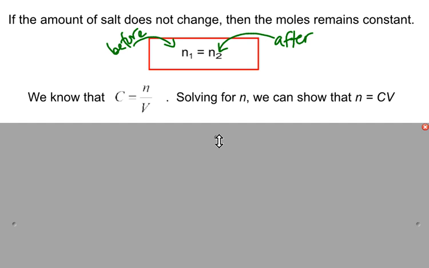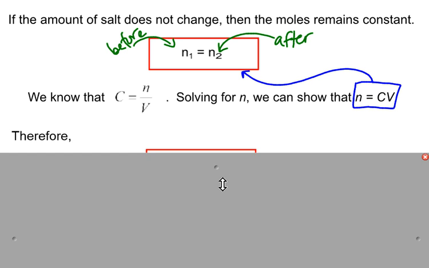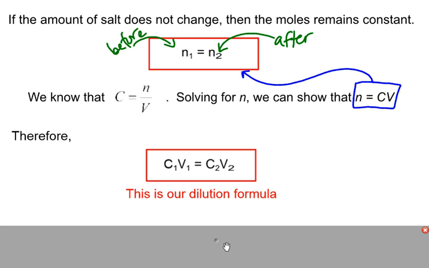So what we're going to do now is look at our formula for concentration. We know that concentration, C equals n over V, is our formula. If we solve for n and rearrange it, we can show that n is actually C times V. So we're going to take this and plug it in up here 2 different times and get what we call a dilution equation. So if we sub it in, we get that C1V1, or our concentration times volume before I added more water, should equal the concentration times volume after I finished adding my water. And this is what we call our dilution formula.